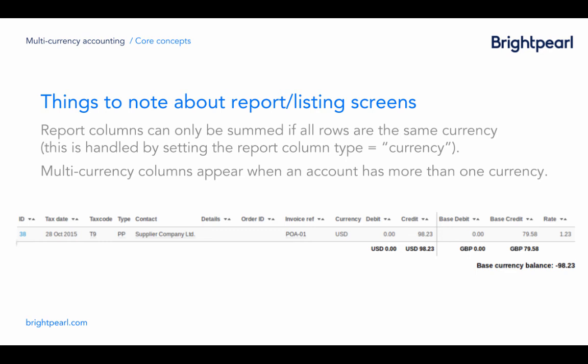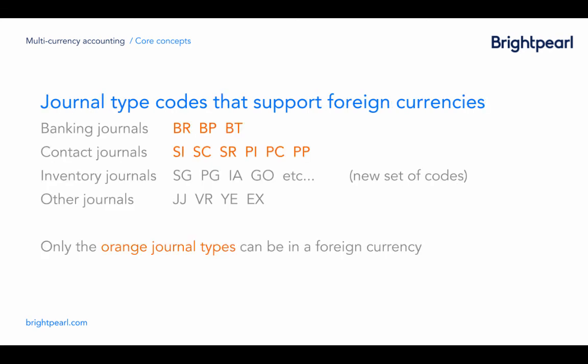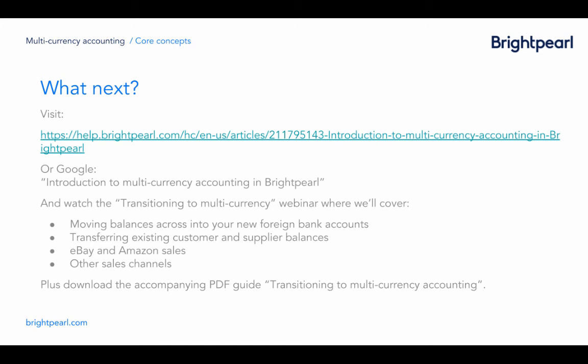So yeah, we've looked at the fact that you can only see sums at the bottom if all rows are the same currency. And journal types: there are only certain journal types that support foreign currencies. The banking journals that we saw at the beginning of the webinar and the contact journals that we saw in the second half of the webinar. Other journals are all in base currency. So that's covered everything I want to cover for this initial webinar.